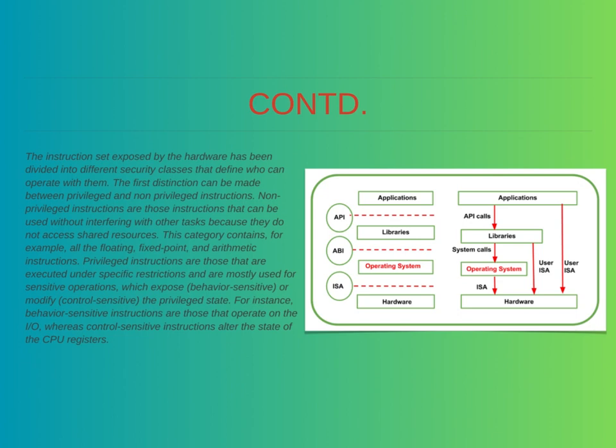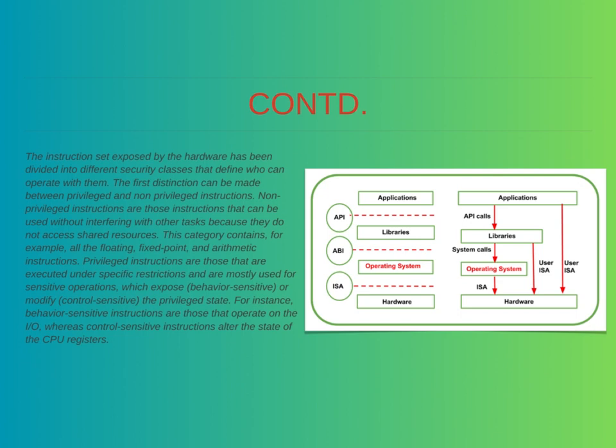The instruction set exposed by the hardware has been divided into different security classes that define who can operate with them. The first distinction can be made between privileged and non-privileged instructions. Non-privileged instructions are those that can be used without interfering with other tasks because they do not access shared resources. This category contains, for example, all the floating point, fixed point, and arithmetic instructions.